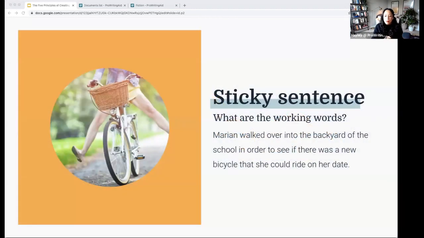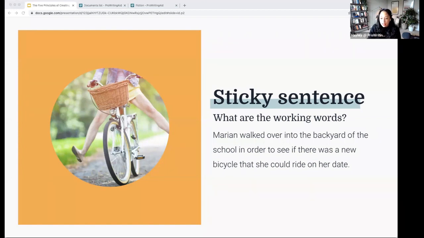So let's look at an example of a sticky sentence. Marion walked over into the backyard of the school in order to see if there was a new bicycle that she could ride on her date. I guess she didn't want to go to the bike shop. She just wanted to see if there was a free one in the school. I wanted you to tell me in the chat, what are the working words in this sentence? Again, working words are the words that we cannot change without changing the meaning of the sentence.